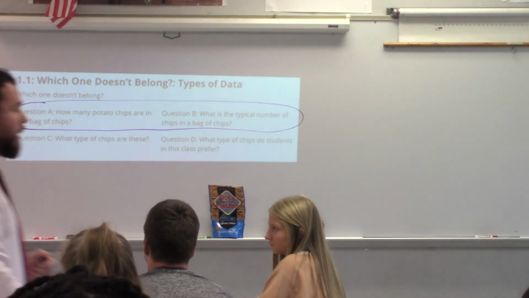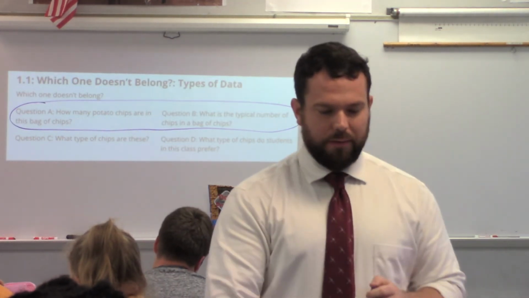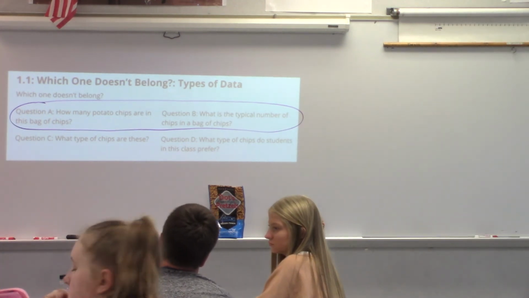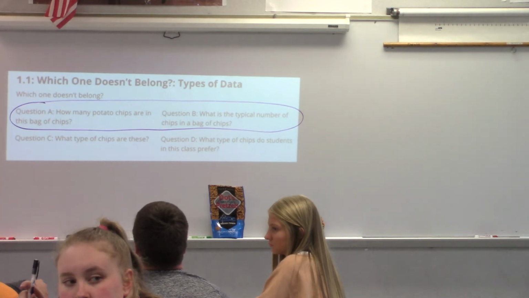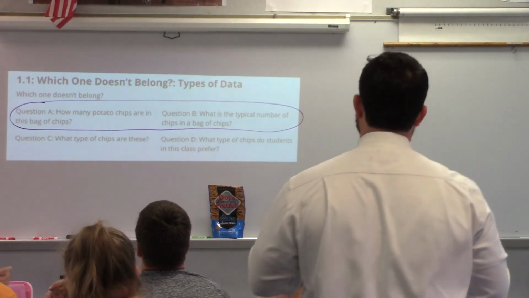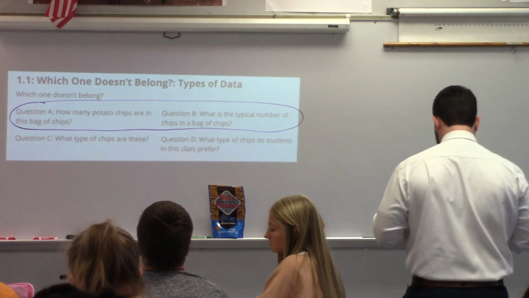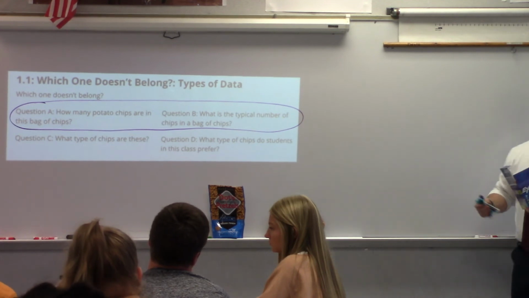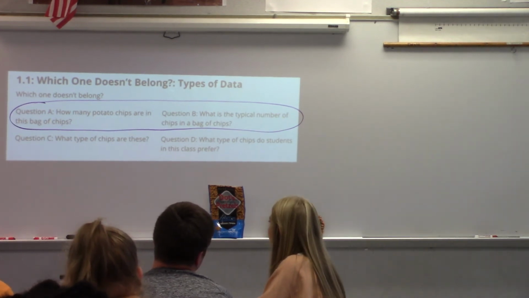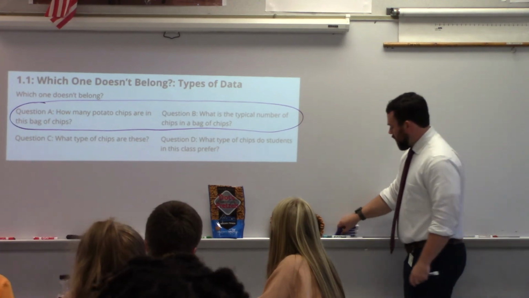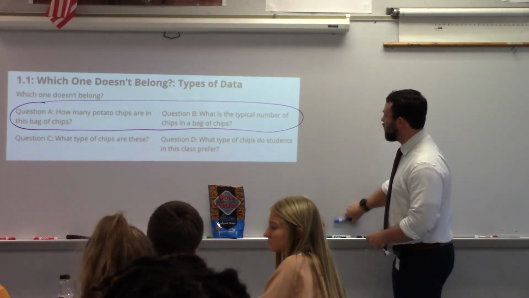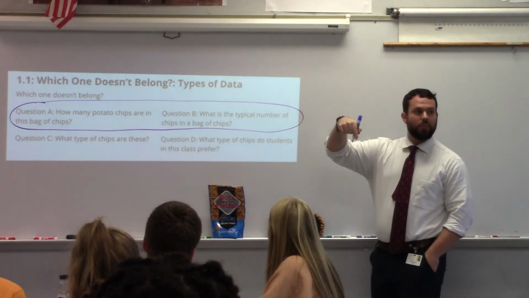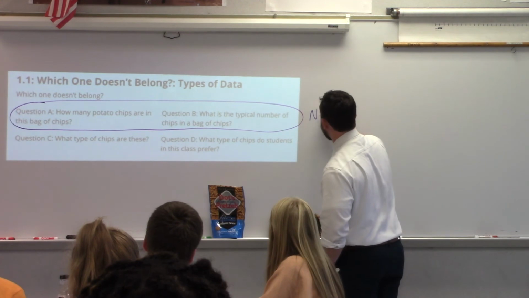Okay, so you'll notice, hopefully, that I circled those top 2 questions, questions A and B. We were asking which one doesn't belong earlier, but look at questions A and B. How are those similar to each other? They're asking about a number of chips. Does that make them common? Yes. Yeah, 100%, right? So this type of data, again, we're looking at numbers, right? This is called numerical data.